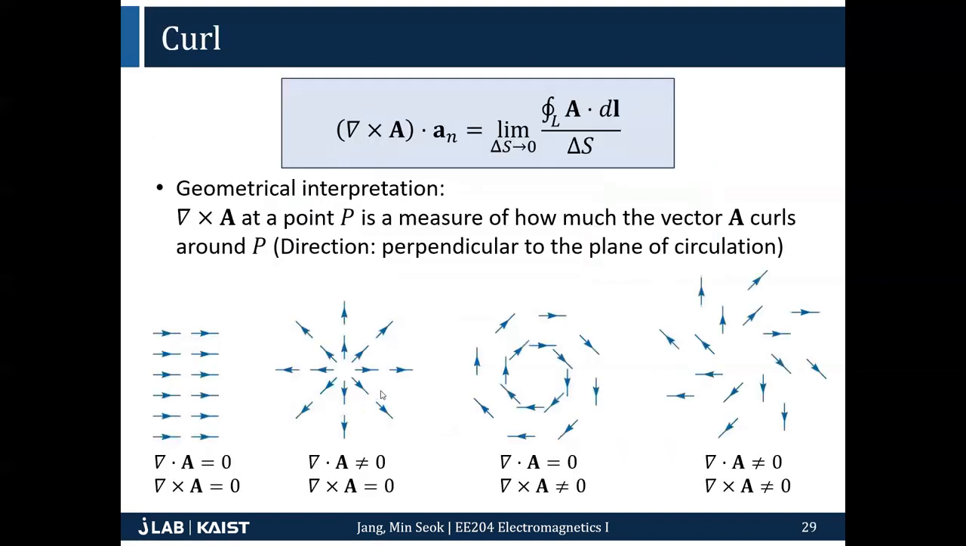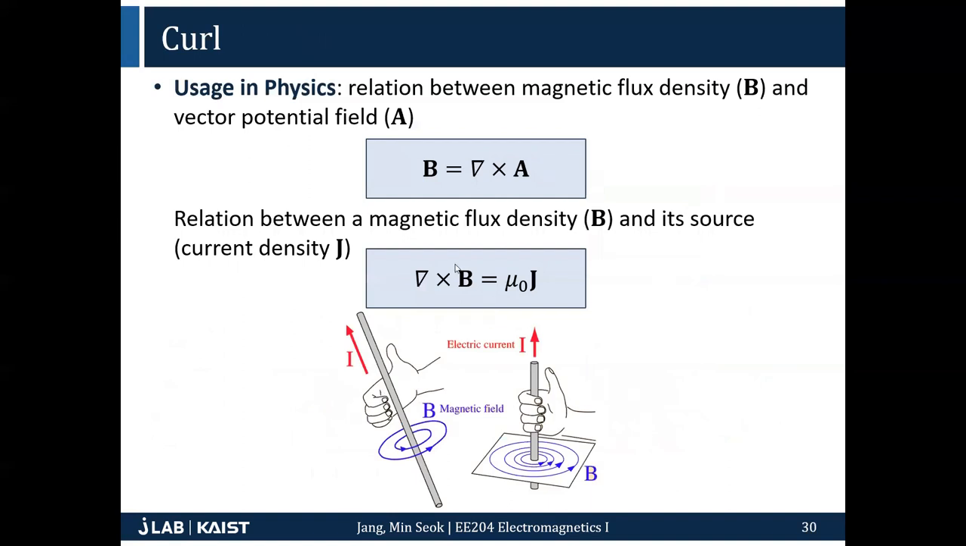But the B field, which is created by current J, is not created in a diverging manner, but in a rotating manner. If you have a current, by the right-hand rule, your B field is created in this rotating form. So in order to describe this phenomenon, curl is ideal. Curl of B is equal to mu zero J, where J is current and B is the magnetic field.